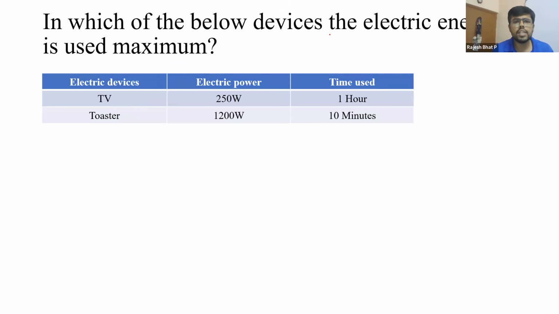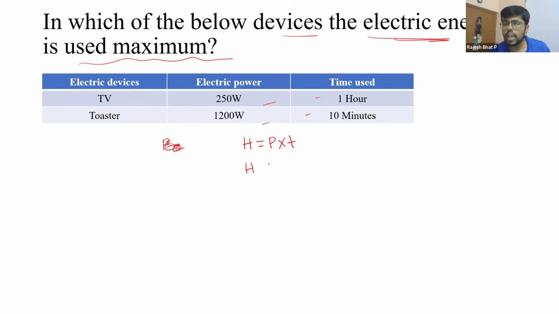In which of the below devices is electrical energy used maximum? Okay, more used. So energy is nothing but power. Okay, sorry. This is electrical energy. Remember, energy is nothing but heat produced. Heat. Okay, this is P into T. Remember this because I told you what we know is H is equal to I square RT. So power is I square R. So remember this equation. P into T is equal to H is equal to energy. Energy means heat produced. In the form of heat, it is produced.